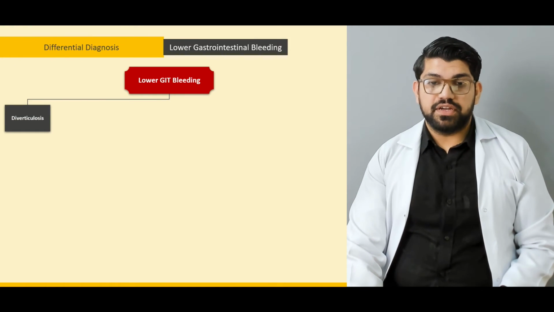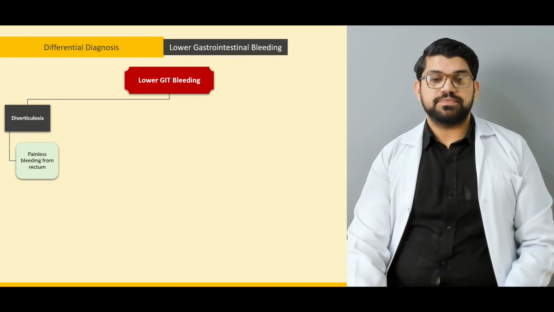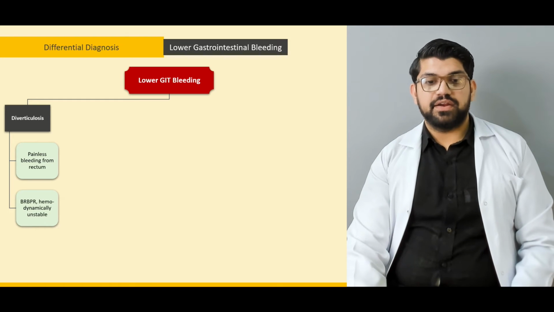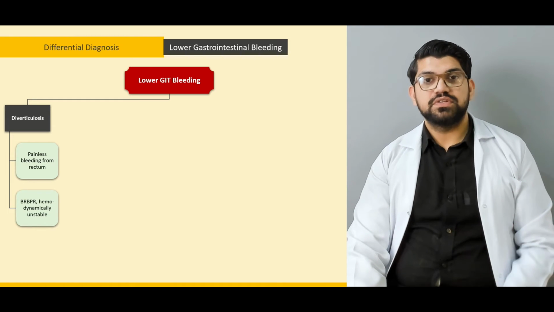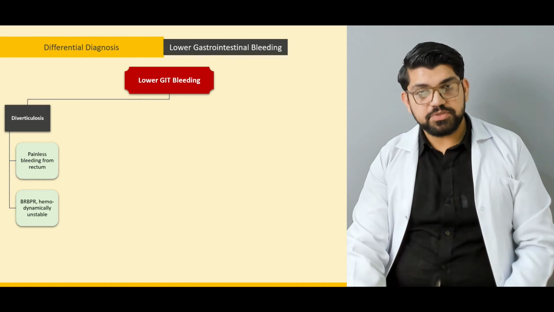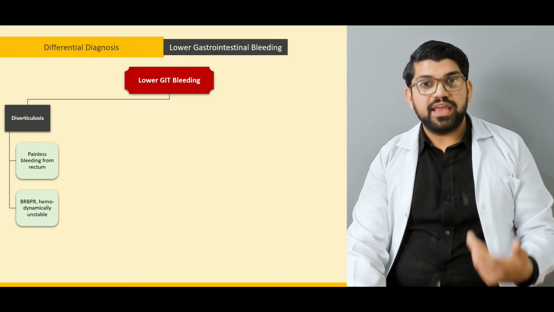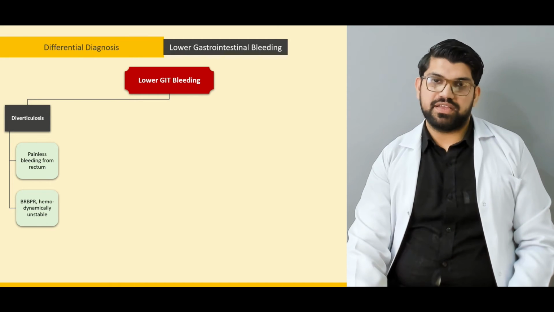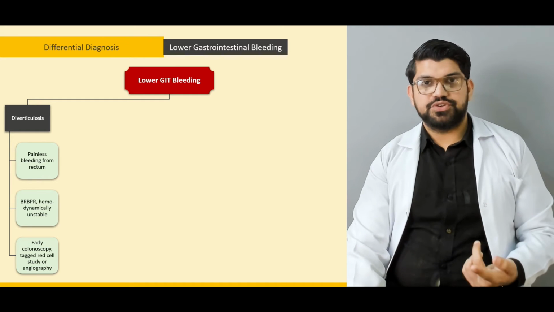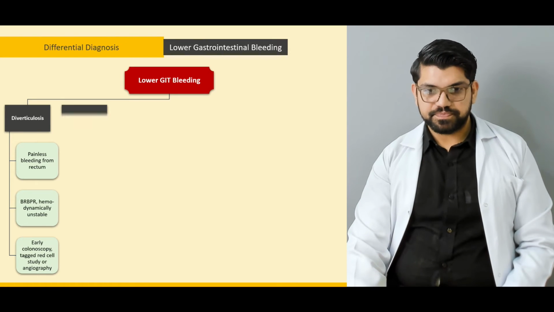So some other differential diagnoses in lower GI bleed: diverticulosis, painless bleeding per rectum, bright red blood per rectum, hemodynamically unstable. They can have painless bleeding, which is unnoticed at times, especially in elderly males or elderly females, but it can later on present with hemodynamic instability. Early colonoscopy, angiography, and tagged red cell study is very, very important in these patients.